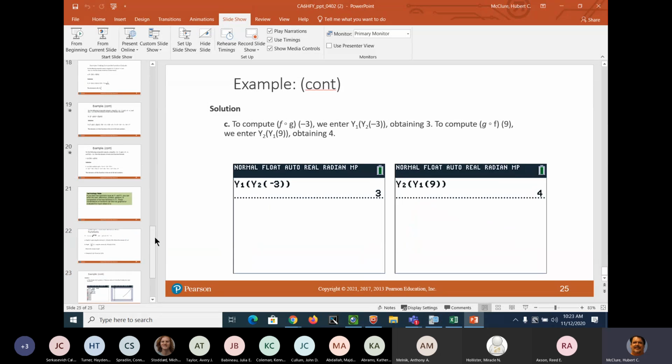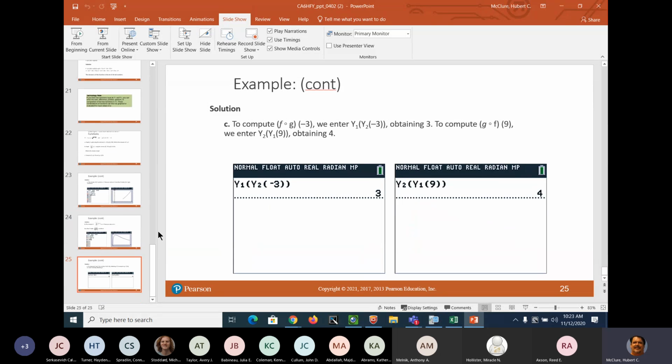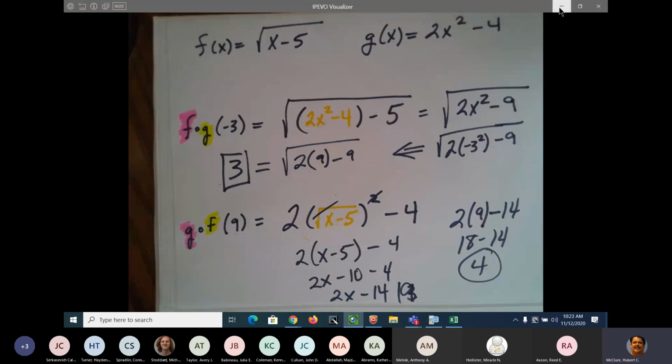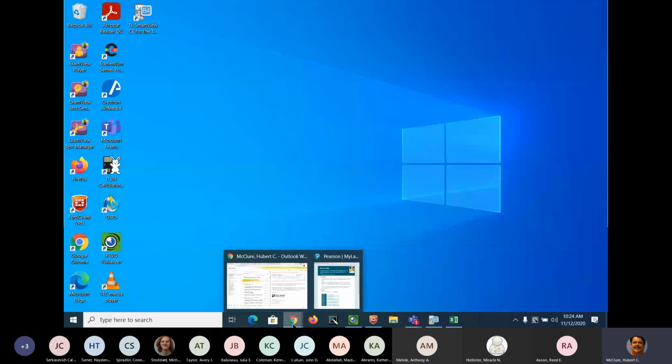And that's it. So that's basically the end of 4.2. Now let's see what 4.3 holds in store for us. 4.3, where is you? 4.3.